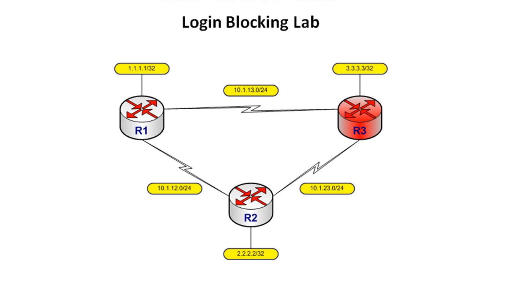We're going to configure login blocking on R2, and then later on we're going to actually make R1 a trusted router. We're going to allow logins from R1, and R3 will be our untrusted router. That's why this guy's in devilish red. He's going to be our bad boy. So like I said, not too much going on here. It's not that complicated. Let's go ahead and jump into the CLI.